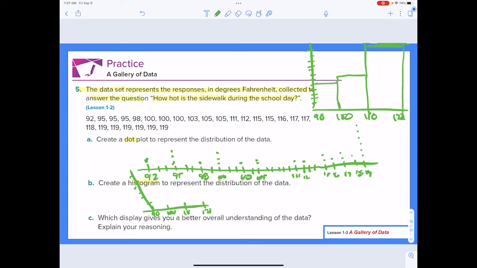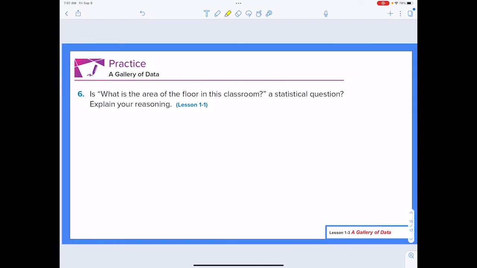Which display gives you a better overall understanding of the data? Well, that's up to you to decide. Personally, although this is kind of broad, I like this one better. There are just too many data points to plot out, too many dots. Once you get a lot of dots, it gets a little complicated. I like being able to see the spread here. The spread is nice, but here the data is a little better for me to look at. You decide which one makes the most sense for you.